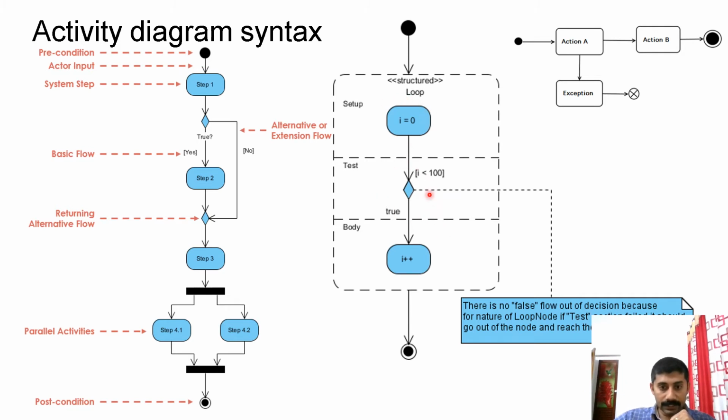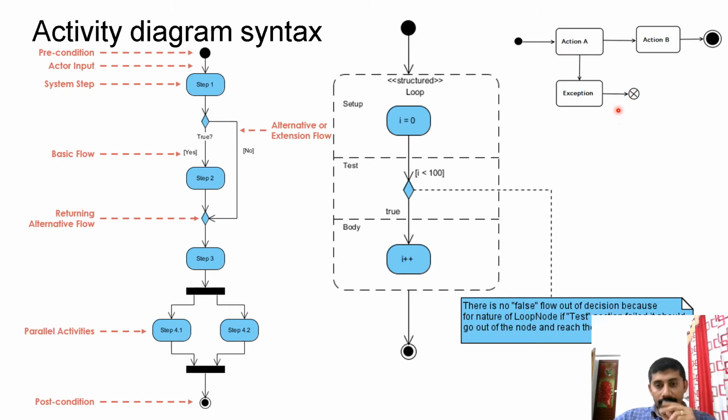Now this is the test. See here, if the condition is true, then it proceeds to the loop body. It will keep on repeating, and the else case is not mentioned, that is implicit. If the condition fails, you will come out of the loop. So only the true case is mentioned; there is no need to mention the false case. If it is false, you will come out of the loop.